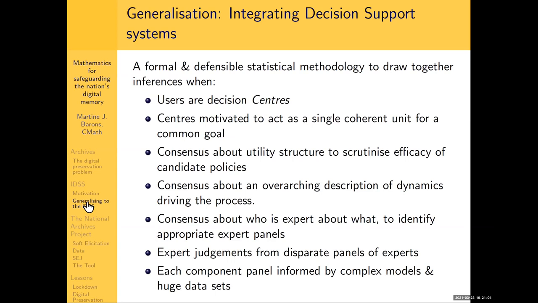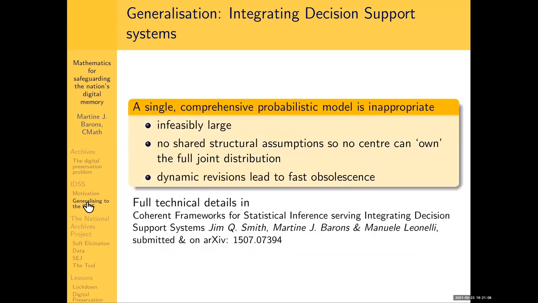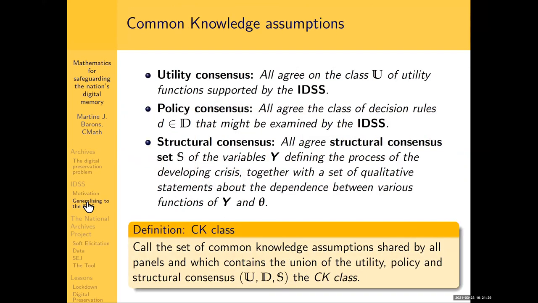And so most of these panels will have their own bespoke models, which are rather large. And why don't we just build one big model? It would be infeasibly large. Very often it would take longer to run than the decision horizon, and as soon as something changed, you'd have to run it all over again. So that's a link to the paper. It's got all the gory details in. I'm going to sketch through them at the moment.